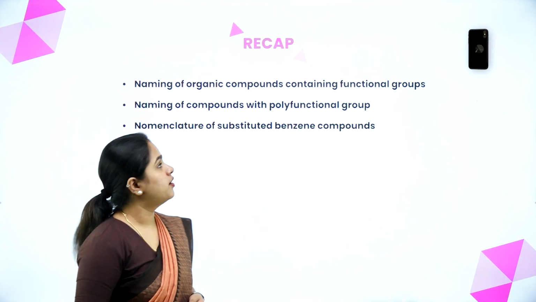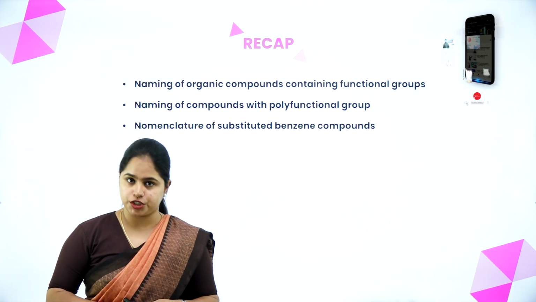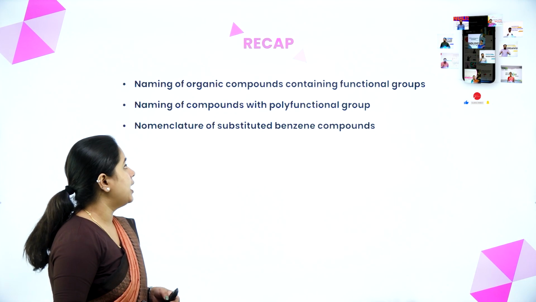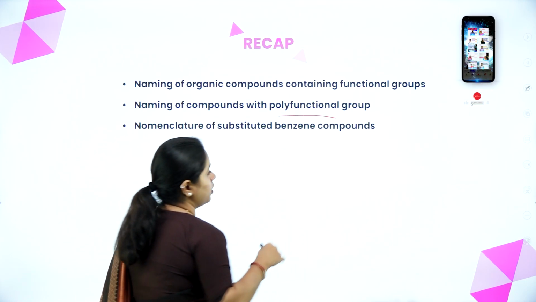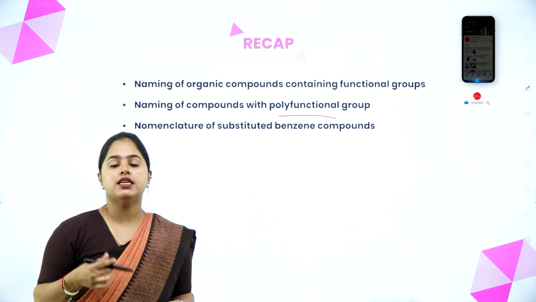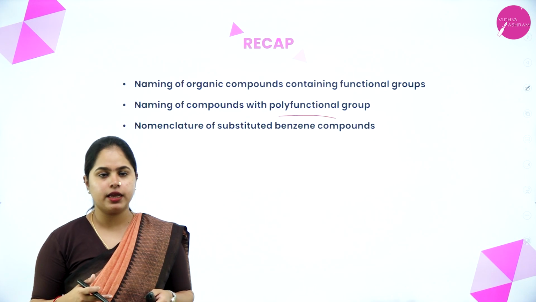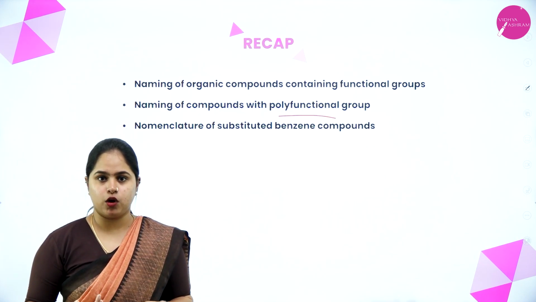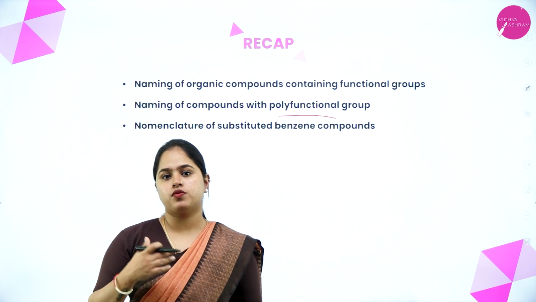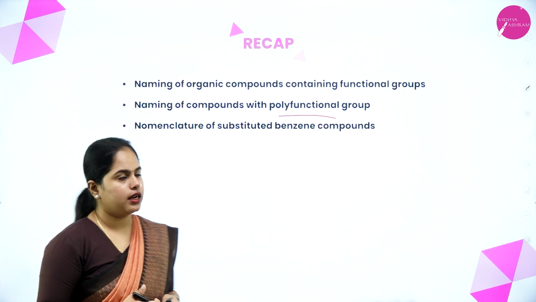So in the last session we discussed the naming of organic compounds containing functional groups and the naming of organic compounds with polyfunctional groups. That is, if more than one functional group is present, based on the priority we have to name it as prefix or suffix, right? And then the next one was nomenclature of substituted benzene compounds. We studied mono as well as di-substituted as well as poly-substituted benzenes, right?